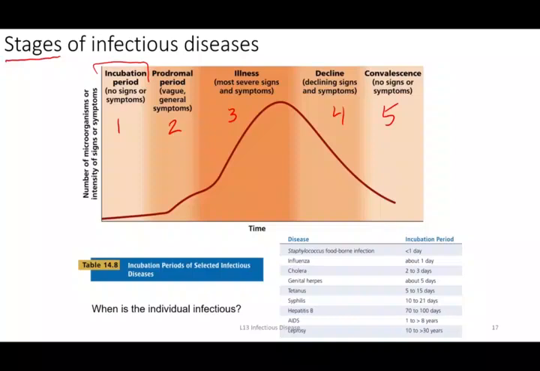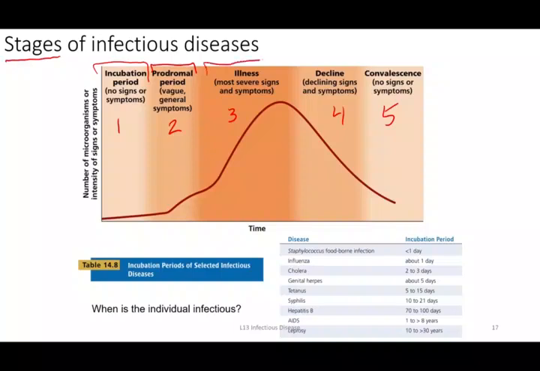Second stage is known as the prodromal period. And this is where you start to get some generalized signs and symptoms. So you all have experienced this. If it's a respiratory infection, you can start to feel a little bit different. Your throat starts to feel different. You're getting a little bit of mucus production. And so depending upon where the disease enters, you can start to get that change in feeling. So that's called the prodromal period.